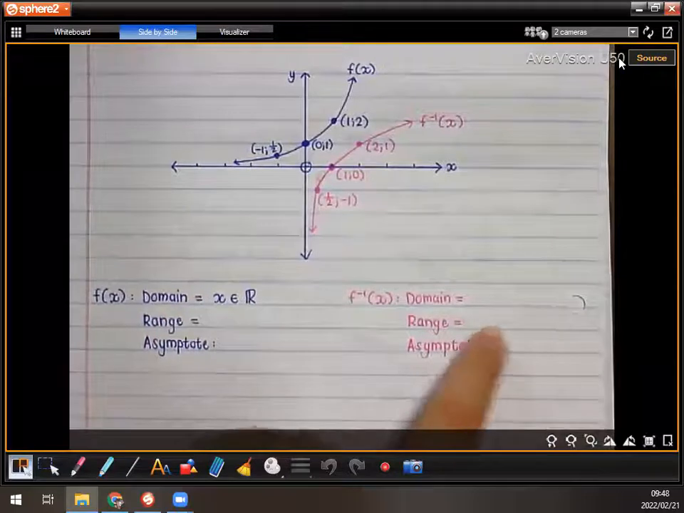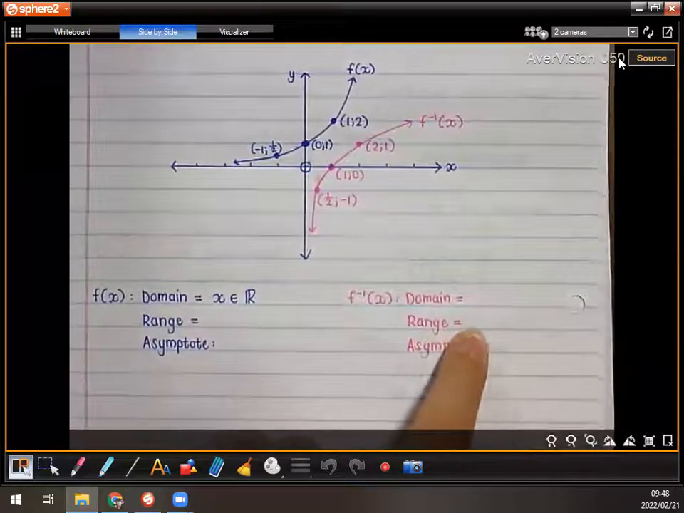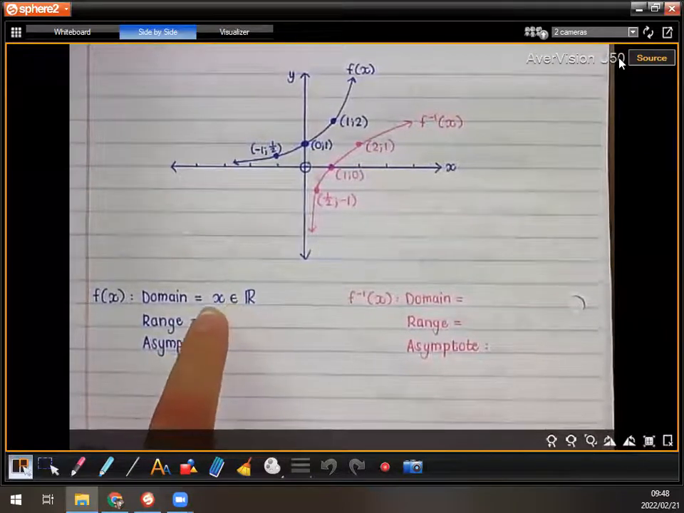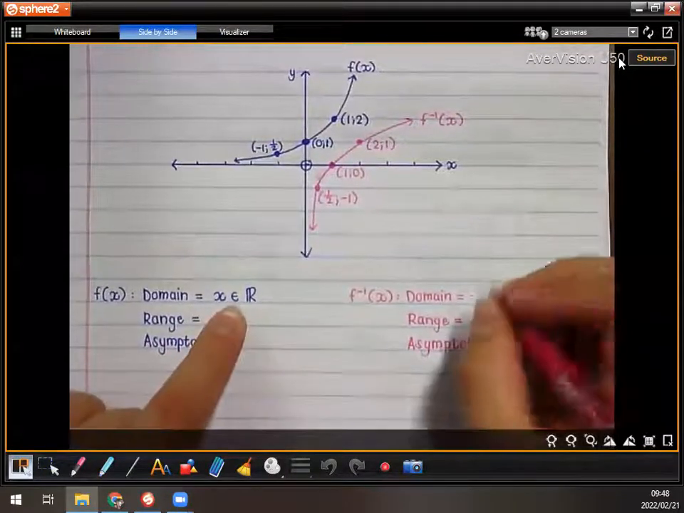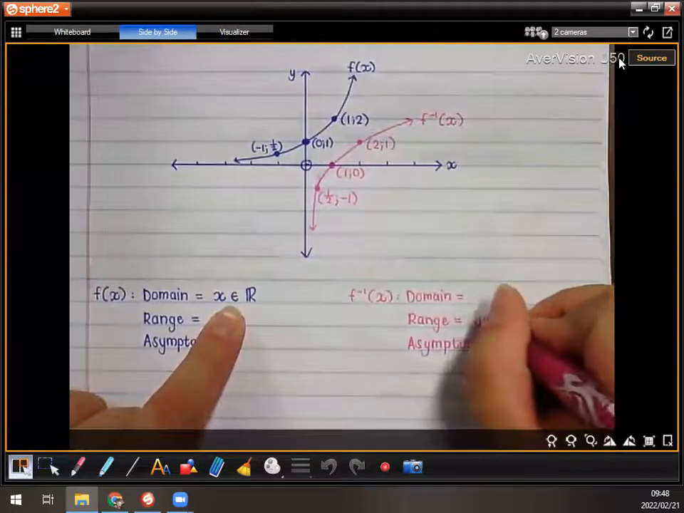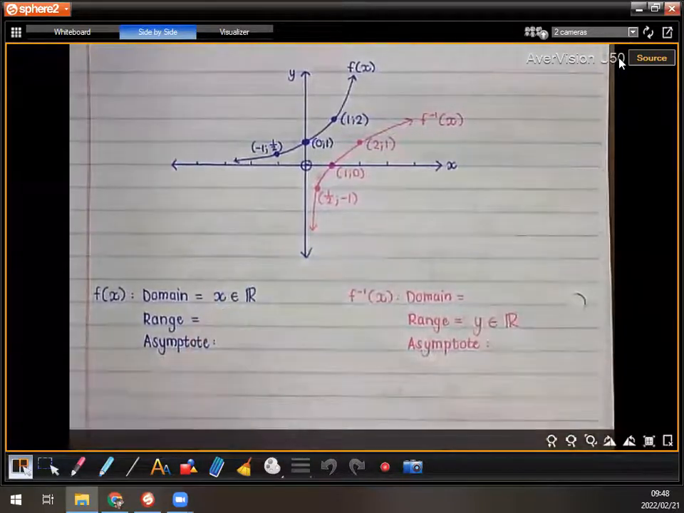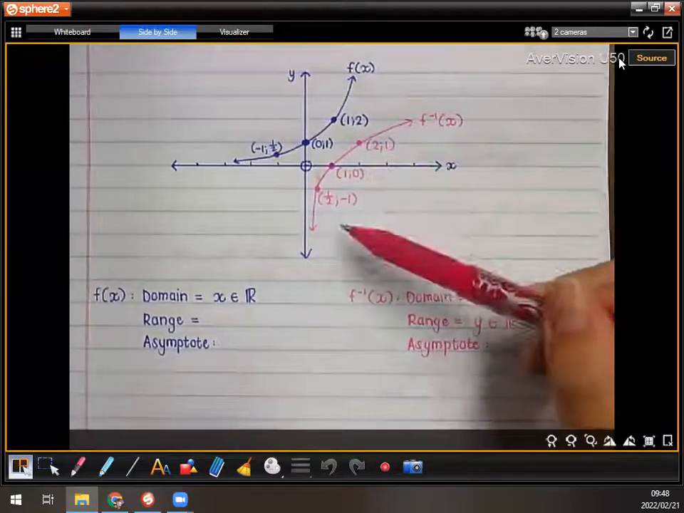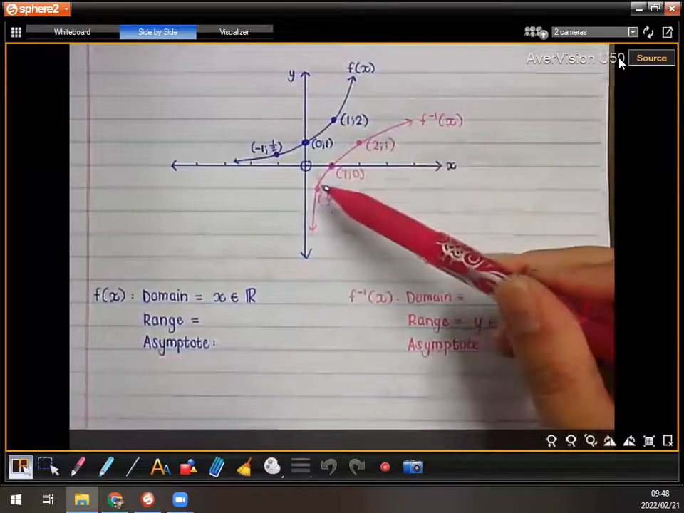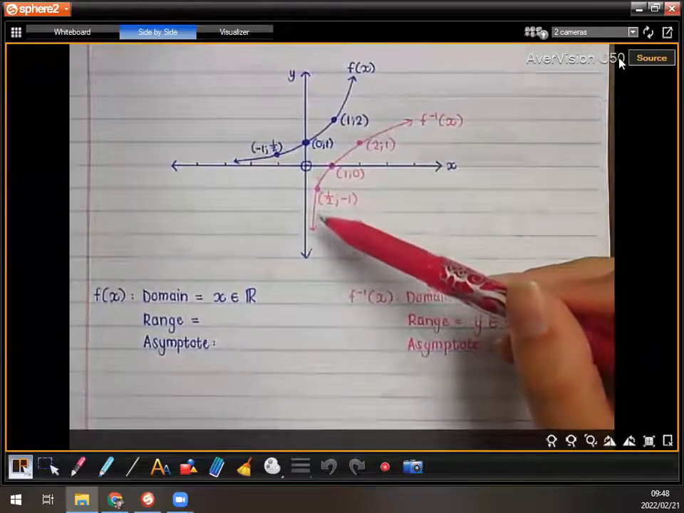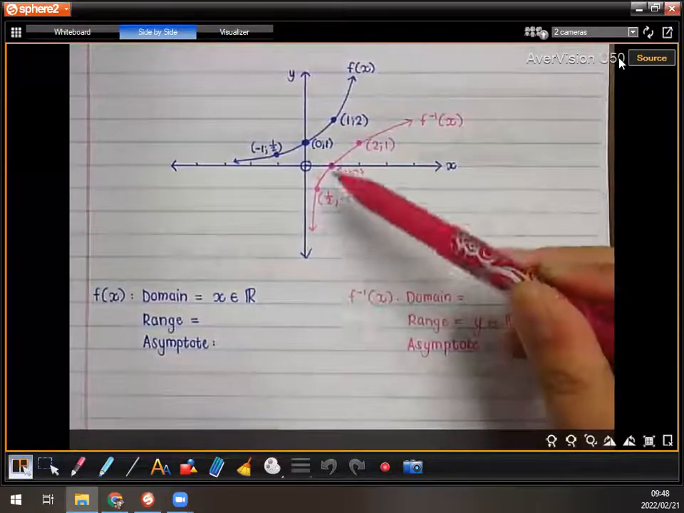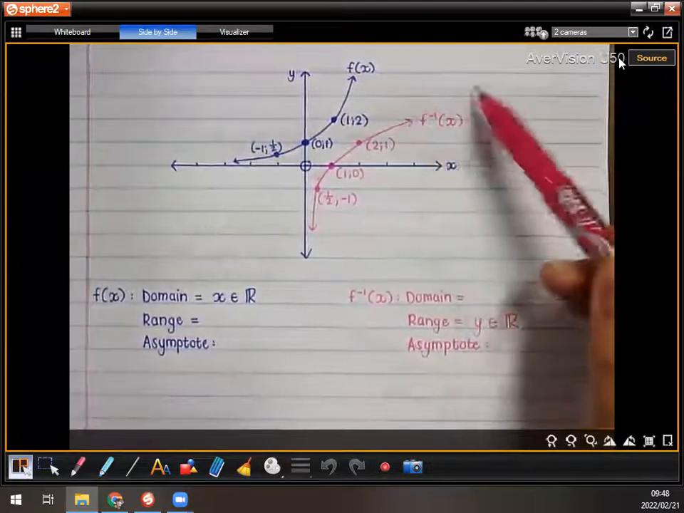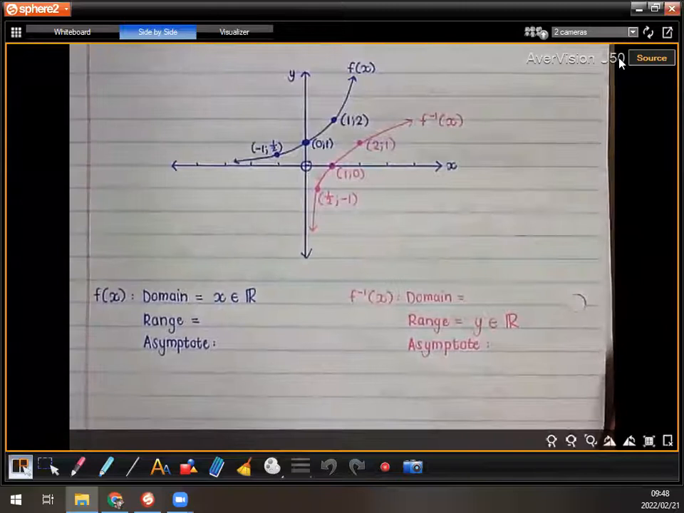But I can't write x element of real here. What is range? Range is y value. So guys, if the domain of the original graph is x is an element of real numbers, the range of the inverse will have to be that y is an element of real numbers. And is that true if we're looking at this graph? We're looking at the y values. It is going to go down on the y-axis to negative infinity, and it is going to go up along the y-axis to positive infinity. Right? So it is actually true.